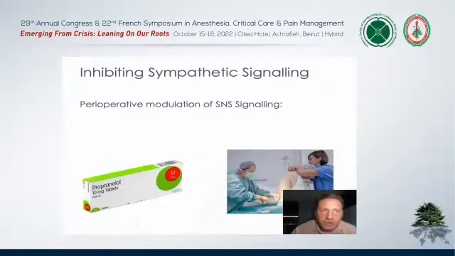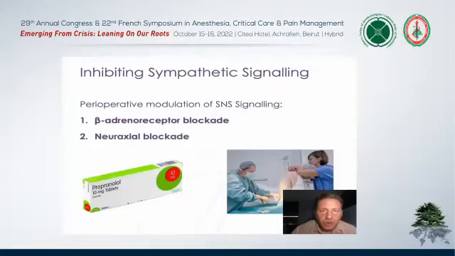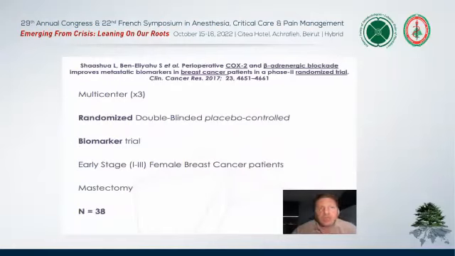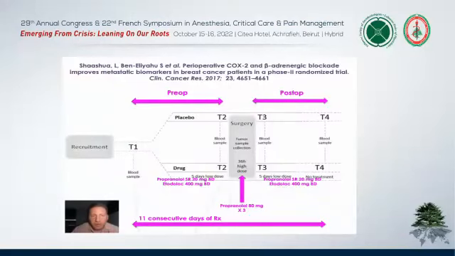So we know really that we can inhibit sympathetic signaling during the anesthetic by either providing beta adrenergic receptor blockade or providing a neuraxial block. Shaashua and Ben-Eliyahu undertook a multi-center randomized biomarker trial that was double-blinded and placebo-controlled. In early stage female breast cancer patients undergoing a mastectomy, they provided 11 continuous days of treatment: 5 days of propranolol and a COX-2 inhibitor pre-op, an increased dose of propranolol on the day of the surgery, and then 5 days of propranolol and etodolac again after surgery.